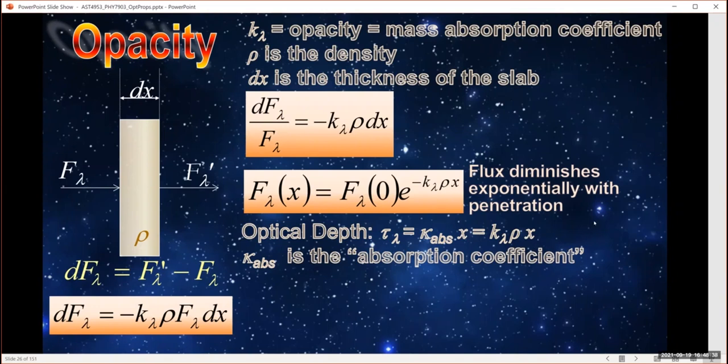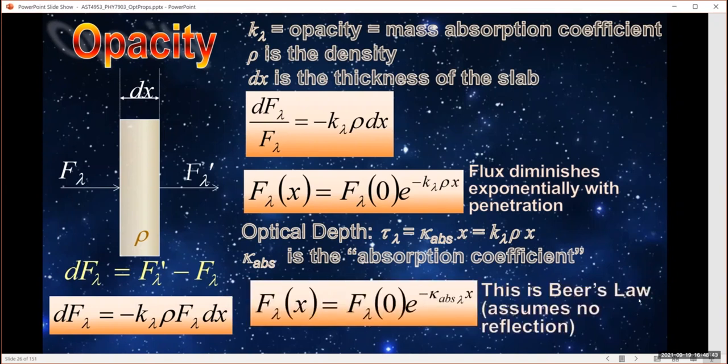Again, this is sometimes called the absorption coefficient. And this is what's known as Beer's law. Now, in this case, this assumes there's no reflection. Remember, in our previous slides, we had reflection at this surface and reflection at this surface. In this case, we're assuming that our reflections are negligible, so it's just what passes through that matters.